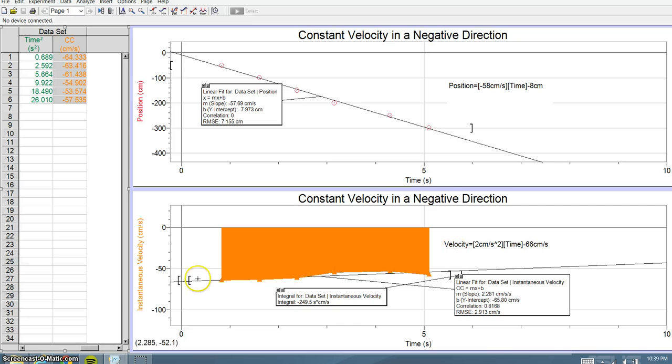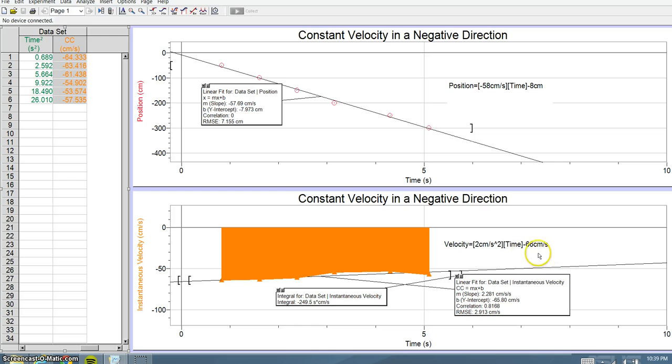And so basically my graph should have an acceleration of 0 centimeters per second squared. However, this is not the most accurate graph, but it is a small enough number that it's almost 0.